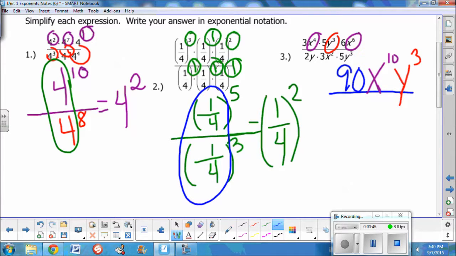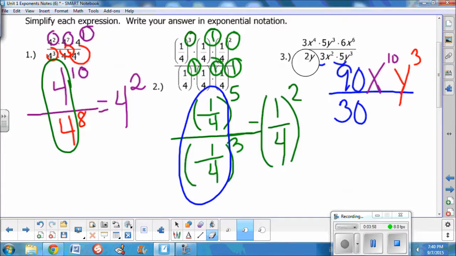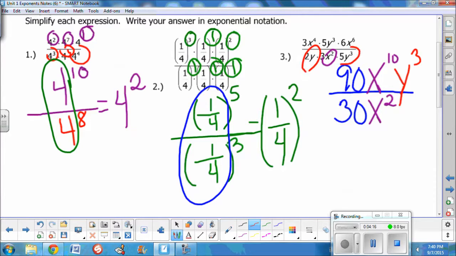Denominator, do the same thing. 2 times 3 times 5, which is 30. Now do the same exact thing with the x's and the y's. Let's focus in on the x's. So we have x squared. Are there any other x's? There aren't. So it just stays x squared. And now let's examine the y's. We've got a y to the 1st and y to the 3rd. That gives me y to the 4th.